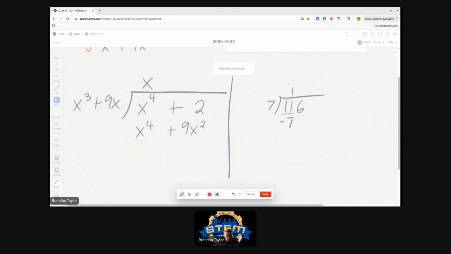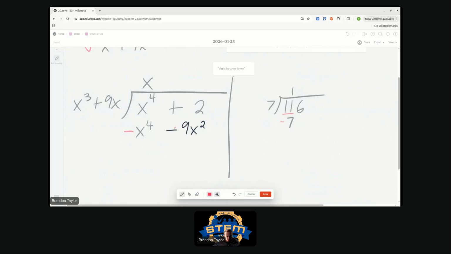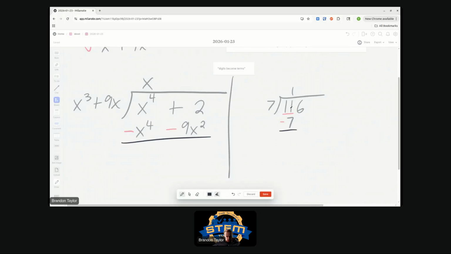And then what do we do? Well, we subtract. We subtract this whole thing, which would really be the same as just flipping the positive signs to negative signs and vice versa. That's how I think about it here. So instead of plus plus, it's minus minus. Cool. And then you actually do the subtraction. 11 minus 7 is 4, right?